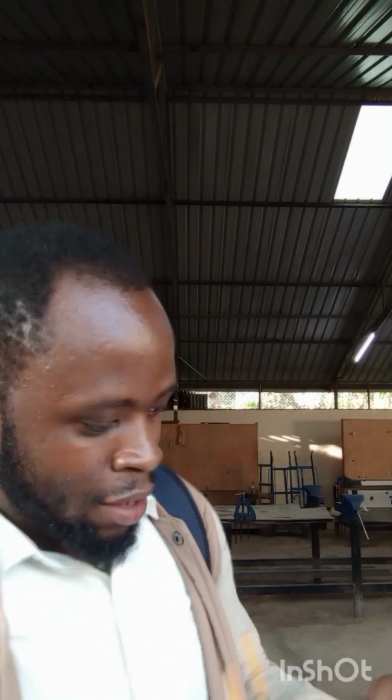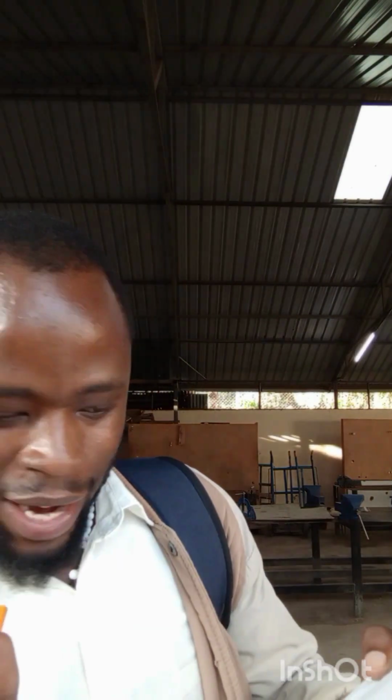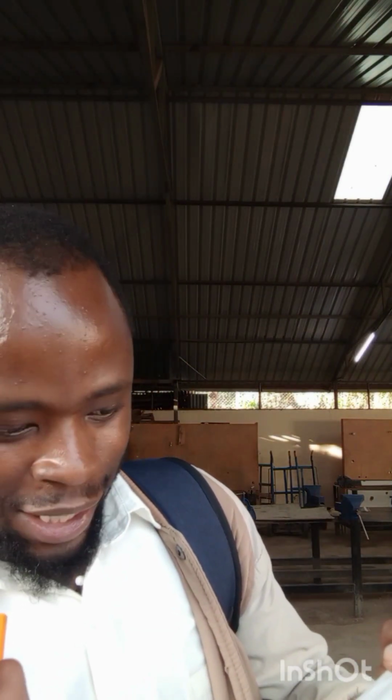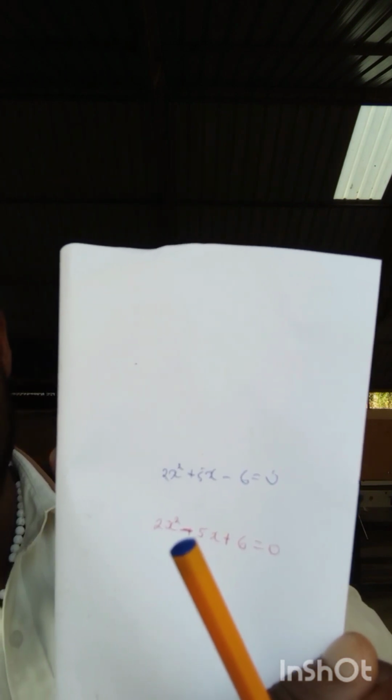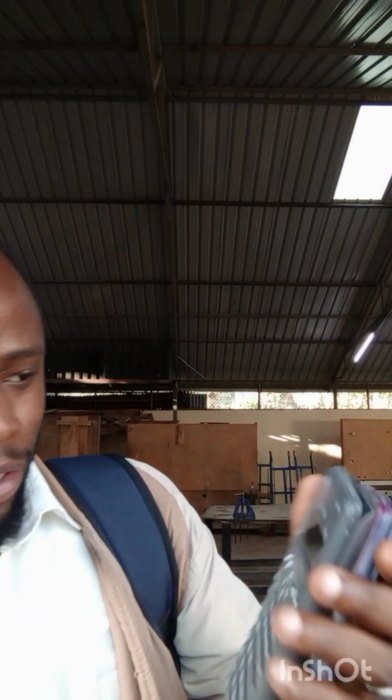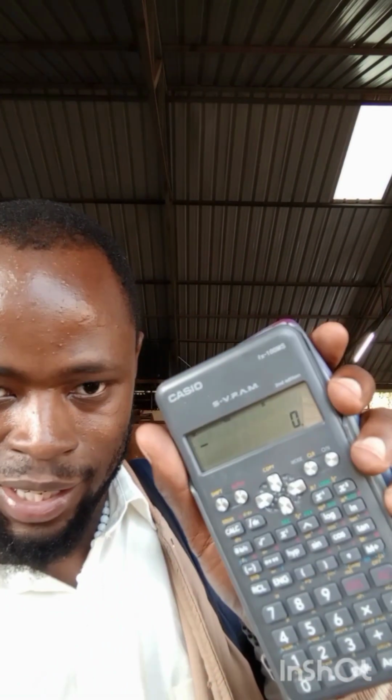Now, we have a simple quadratic equation here, which is 2x squared plus 5x minus 6 is equal to 0. You can see I've just written it down: 2x squared plus 5x minus 6 is equal to 0. So how do we solve the quadratic equation using the FX100 MS?